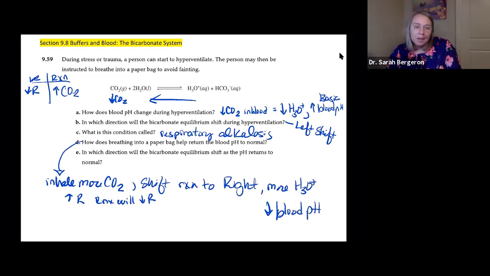Okay. E, in which direction will the bicarbonate equilibrium shift? We already said that, right? Here, we're going to shift to the right. So we already said that. We used it in our description. Okay.